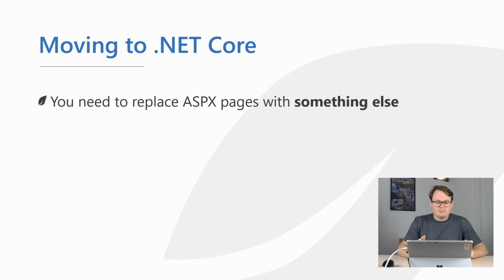So if you replace ASPX pages with something else, and it doesn't need to be .vvm, I will be showing how you can do this with .vvm, but if you decide to use any other technology, the principle is the same. If you want to move your old application to .NET Core, you need to get rid of web forms, because web forms are not supported on .NET Core. So you need to take all those ASPX pages and replace them with something else.